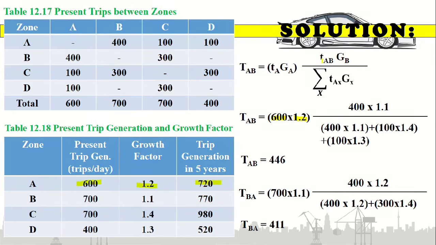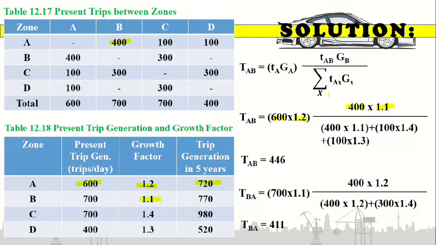So, next one is the trip at AB. So, trip at AB ay babasahin naman natin dito sa Table 12.17. So, ang trip AB natin is 400 multiplied by growth factor at B. So, ang growth factor at B natin is 1.1.